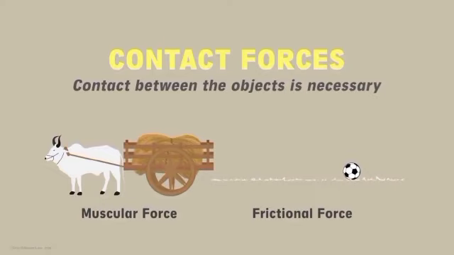But is contact between objects always a necessity for the forces to come into play? Let us find it out. Take a bar magnet and place it on the table. What is a bar magnet? Well, we all know what magnets are. A bar magnet is an artificial magnet which has this shape.